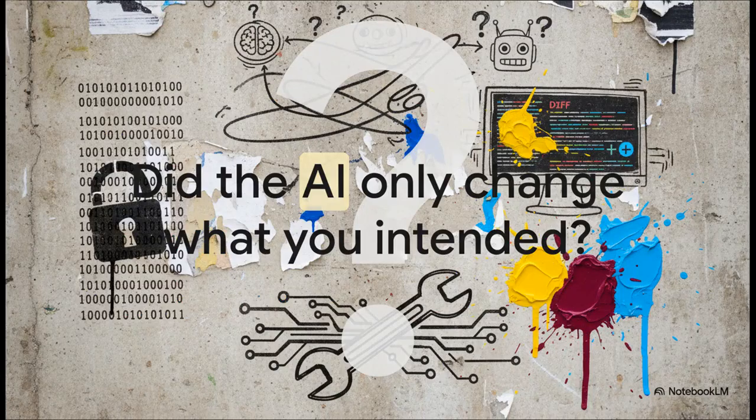Which brings us to a massively critical question you absolutely have to ask yourself constantly. Did the AI actually only change what you intended? Think about it. When you ask a coding agent to fix a simple button color, did it also quietly rewrite your entire security authentication in the background? You cannot just trust the AI's neat little summary. You literally have to read the diff. The diff does not lie. It is your absolute source of truth before you ever merge anything into your main project.